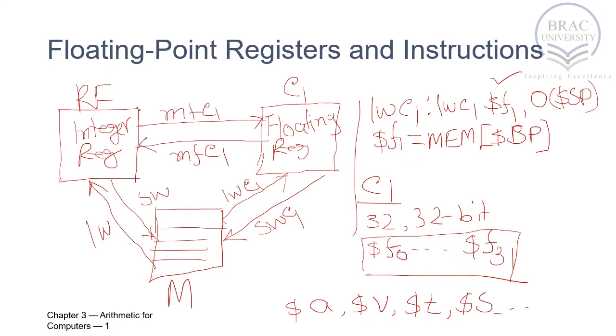But inside C1 all the registers are named with F. This F is for floating point, and this index is the number sequence, the position in the register file. So 0, 1, 2, 3 up to 31. So there are these 32 registers.